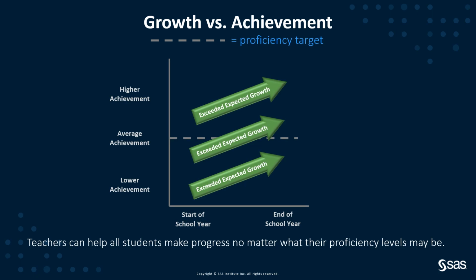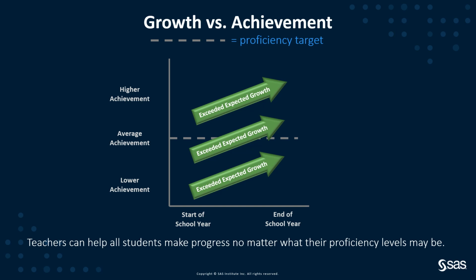An exciting and critical thing to keep in mind is that teachers can help all students make progress, no matter what their proficiency levels may be. The key to understanding EVAAS analysis is its focus on student growth. Not every child starts or ends the school year at targeted proficiency levels, but every student can grow academically.